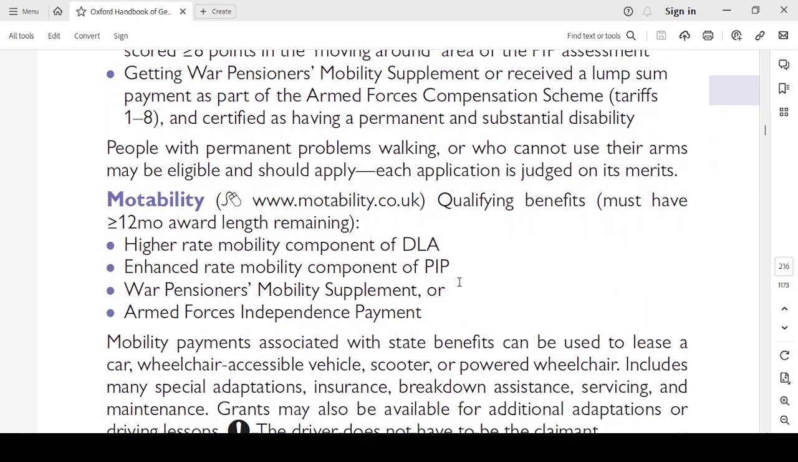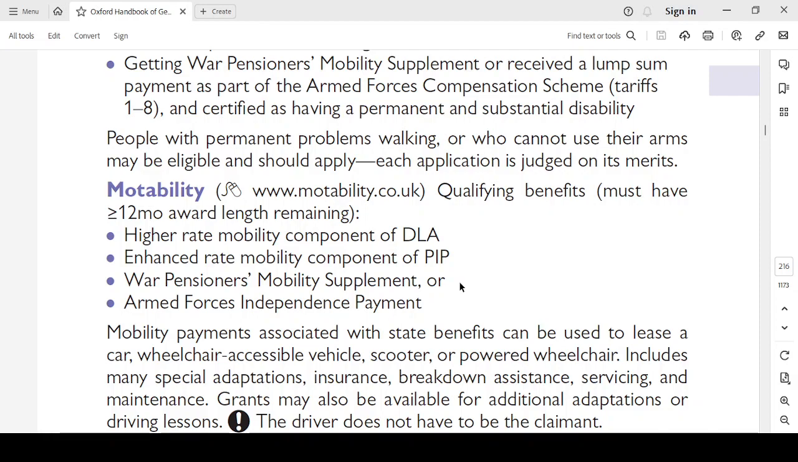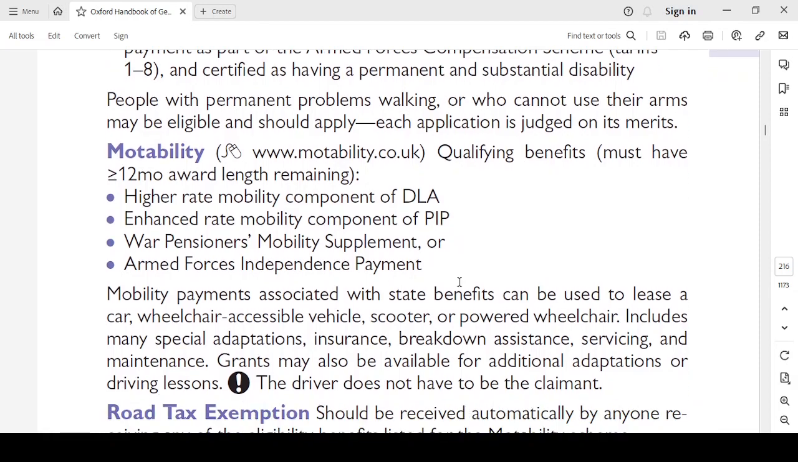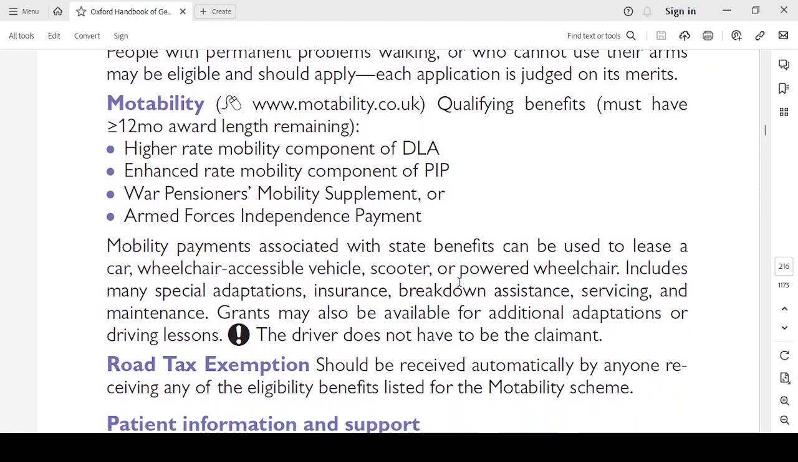People with permanent problems walking or who cannot use their arms may be eligible and should apply. Each application is judged on its merits.